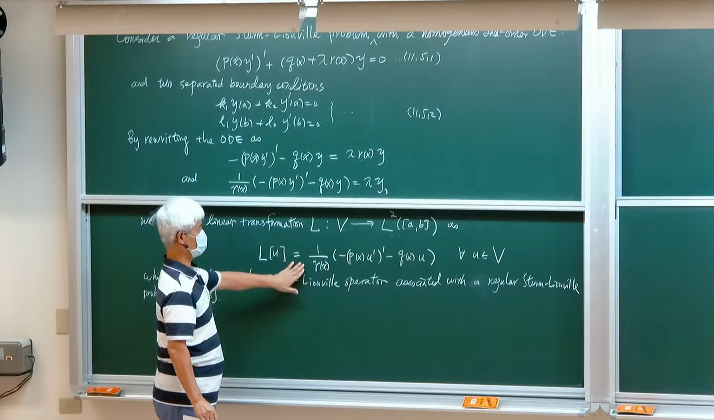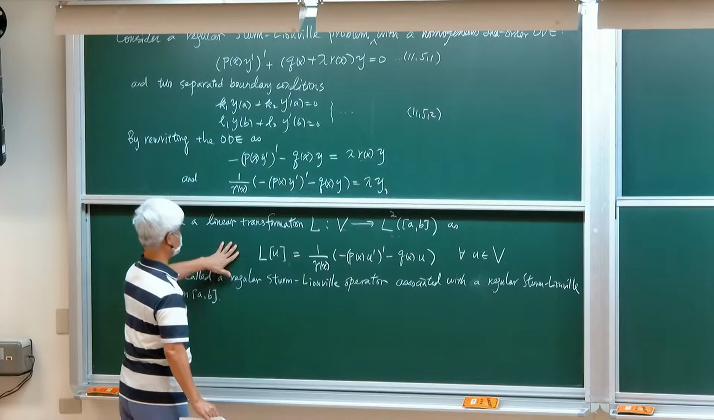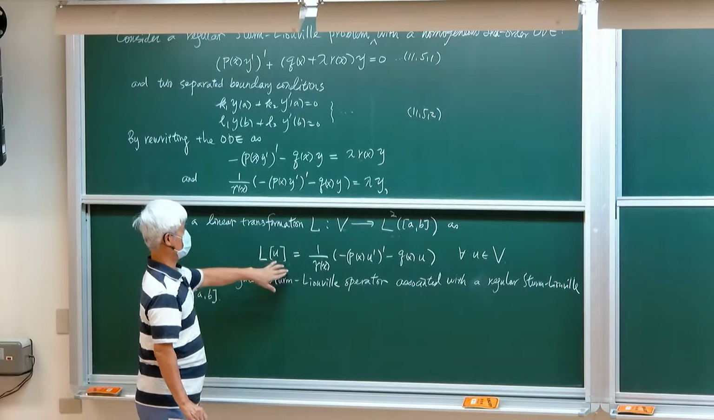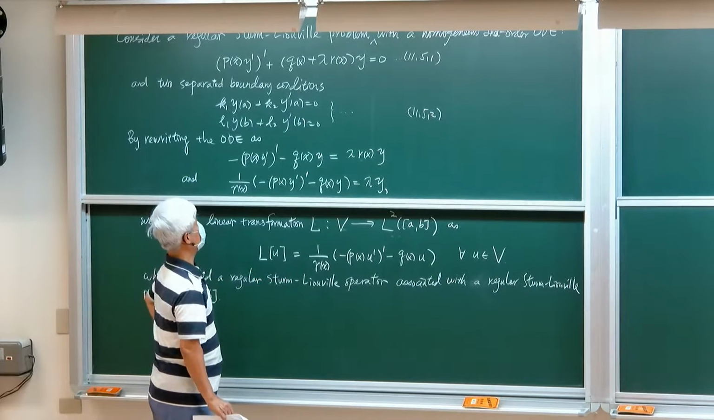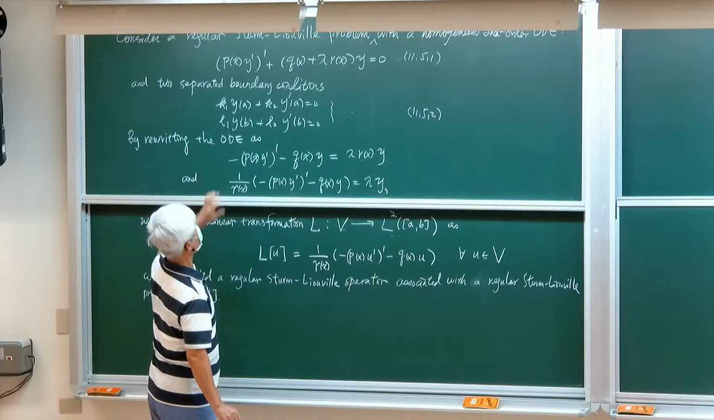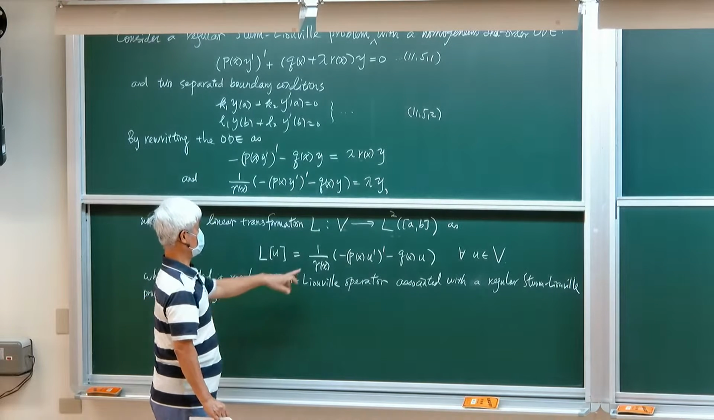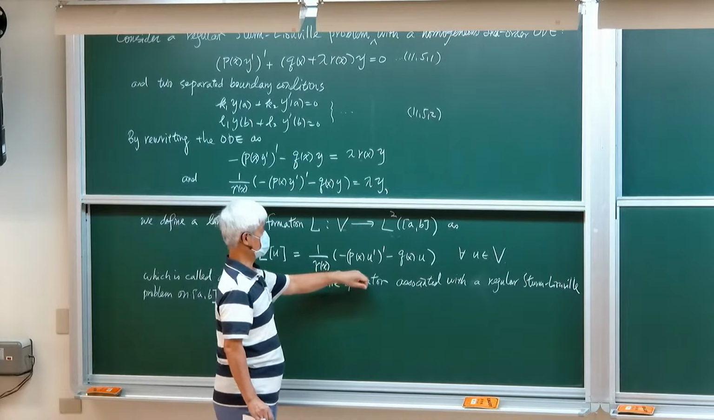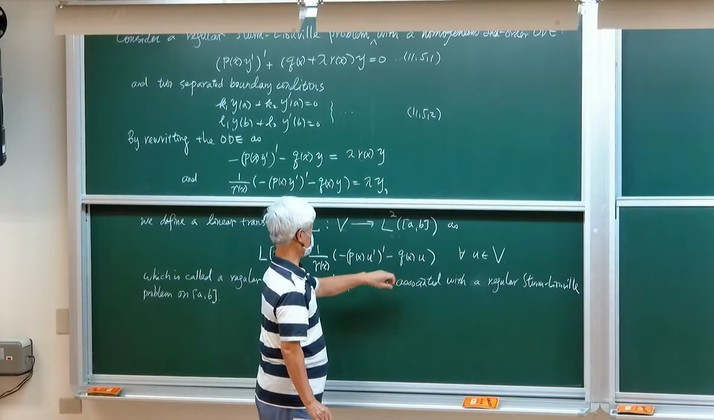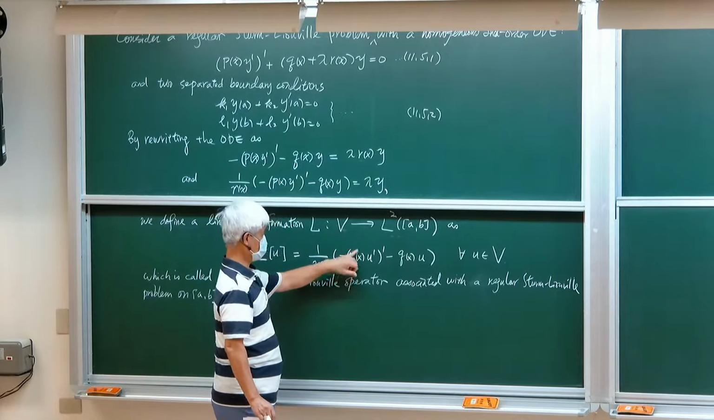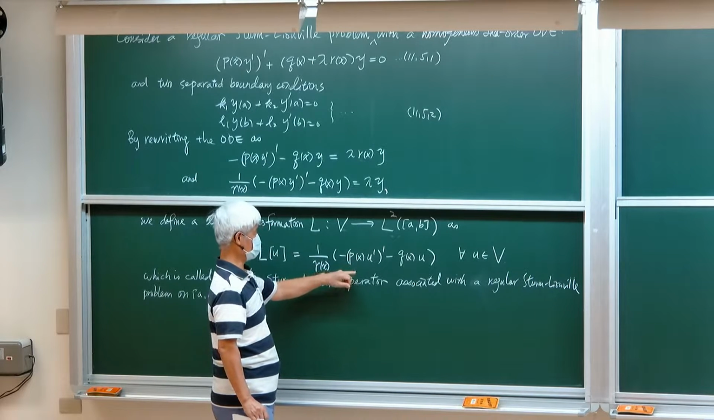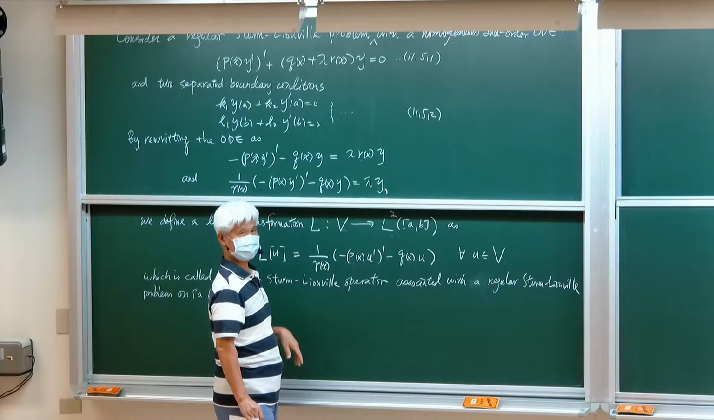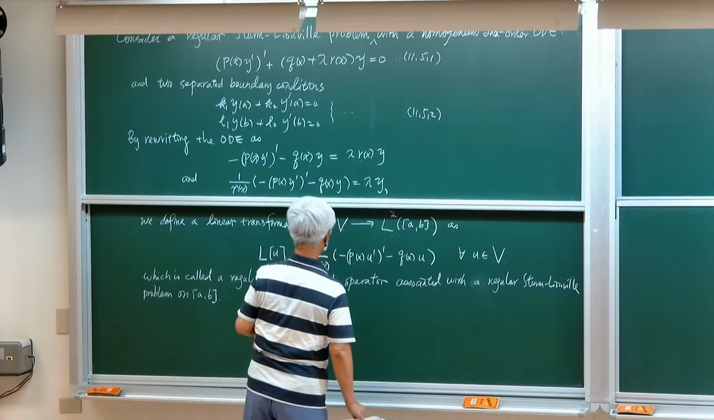In here, because this linear transformation comes from such a regular Sturm-Liouville problem, we know r(x) is a continuous positive function, q(x) is a continuous function, p(x) is a continuous positive function, and p'(x) is a continuous function. Okay? So we all know these conditions.